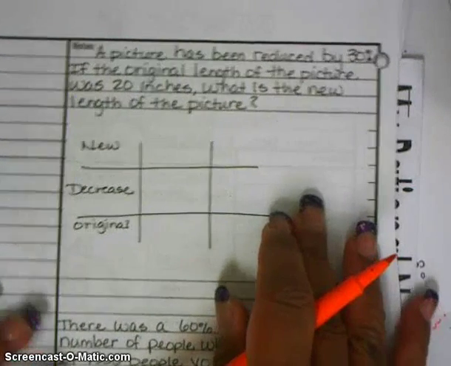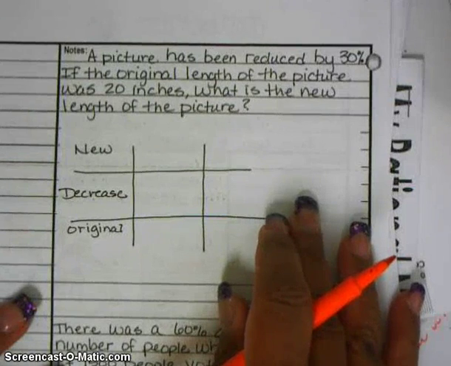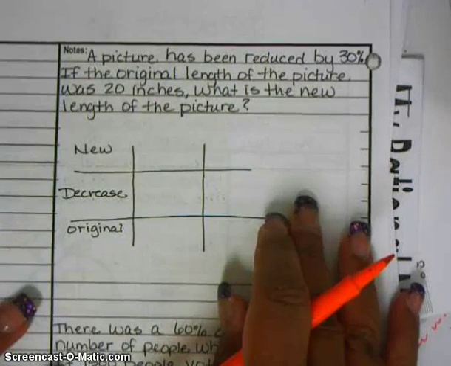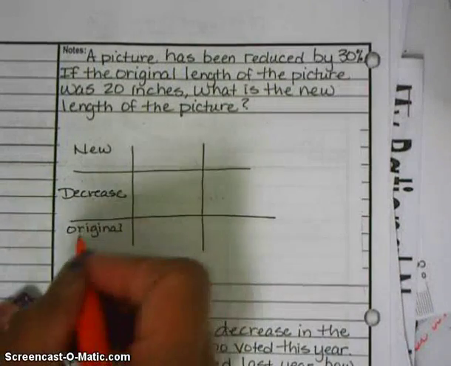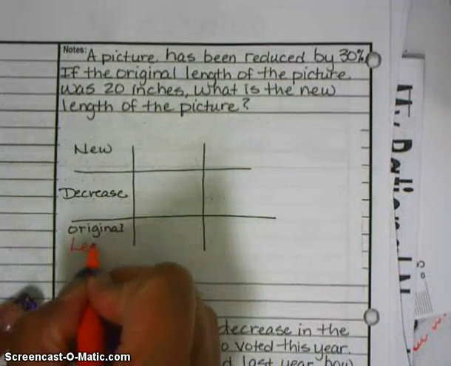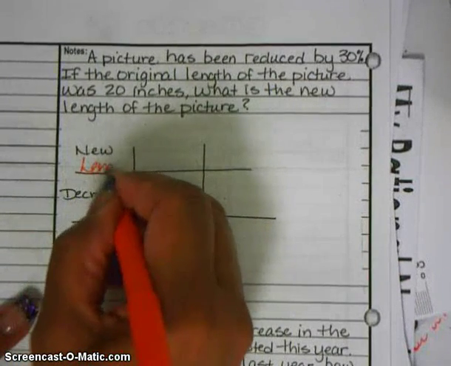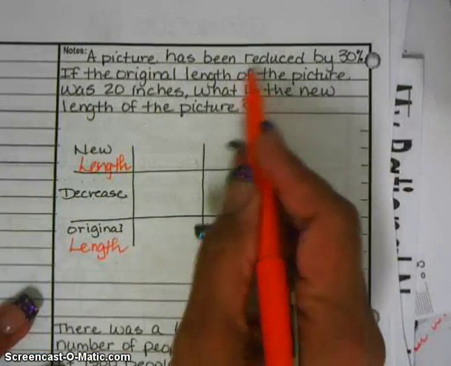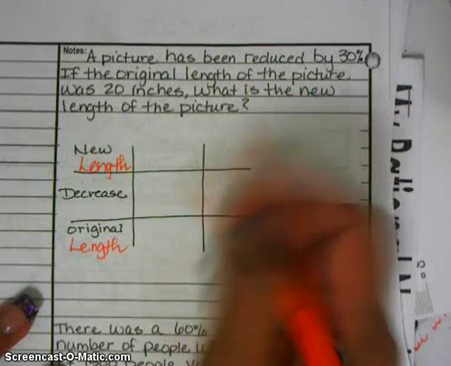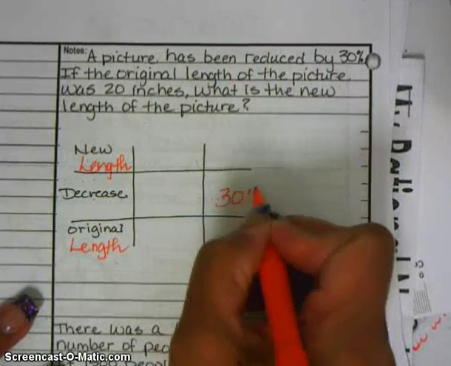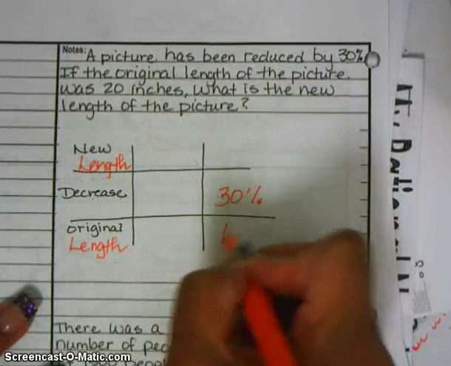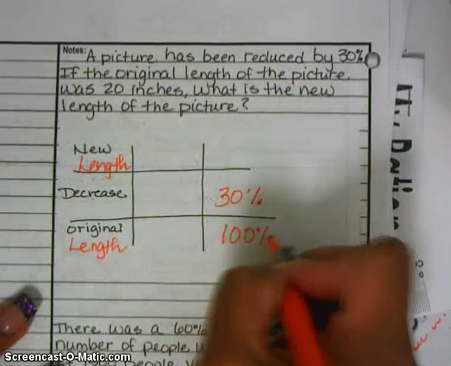On the back, it says a picture has been reduced by 30%. If the original length of the picture was 20 inches, what is the new length? So my original and my new are lengths. So I'm going to put length and length here. It has been reduced by 30%. I know that my original length is the 100%.